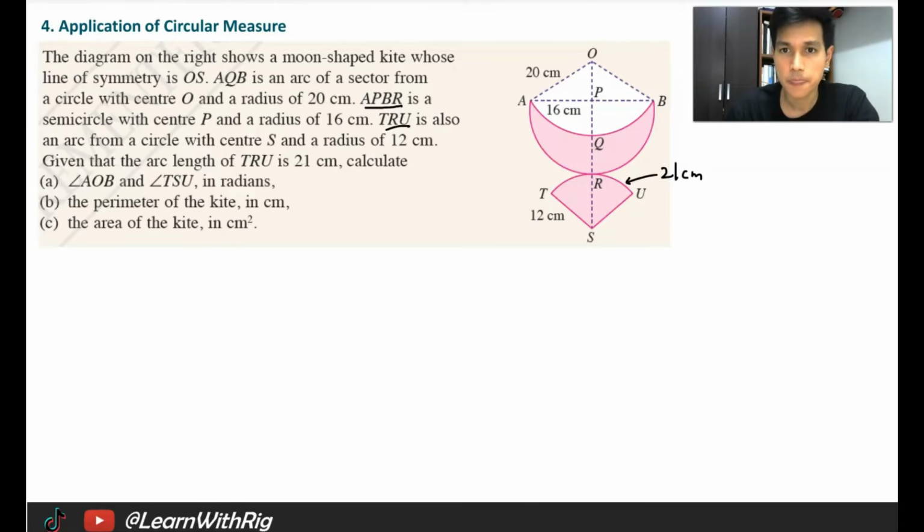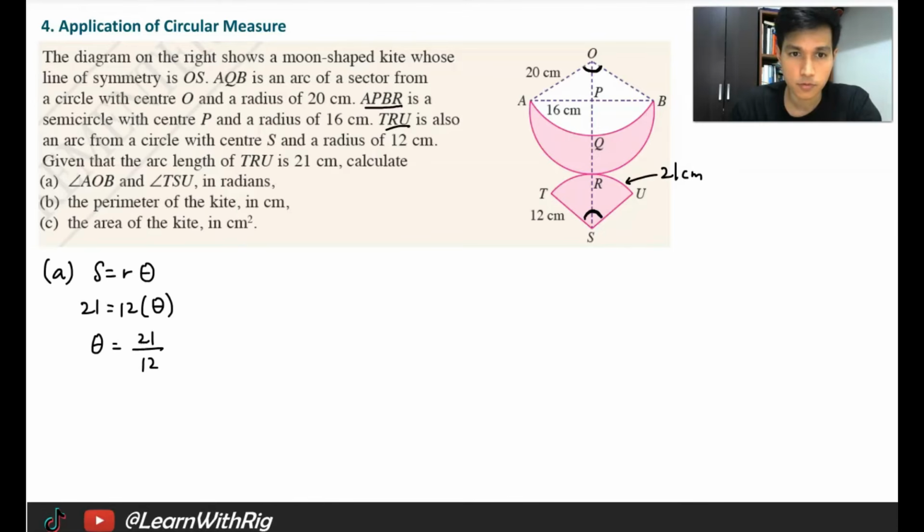Where is AOB? AOB is here. TSU is here. So TSU is actually quite easy. Okay, let's find TSU first. You can just use the formula s equals r theta. So s is 21, r is 12, theta is theta. So theta equals 21 over 12, which is 7 over 4.